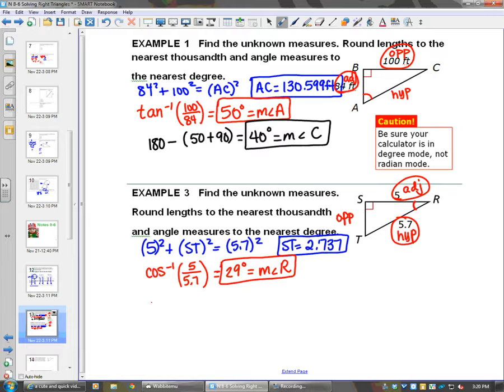So help me find the measure of angle T. We're going to do 180 minus our two angles added together, so 90 plus 29. And what does that give me for the third angle measure? 61 degrees, perfect, and that's the measure of angle T.